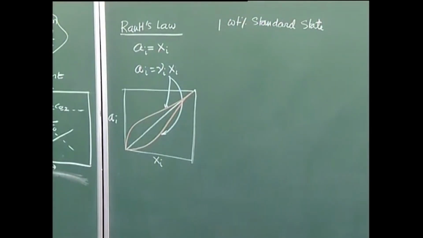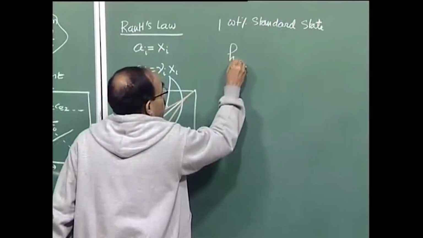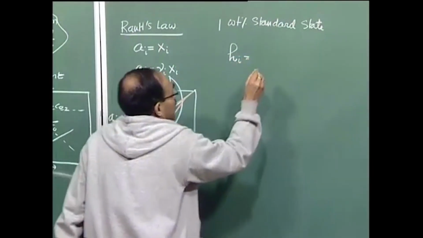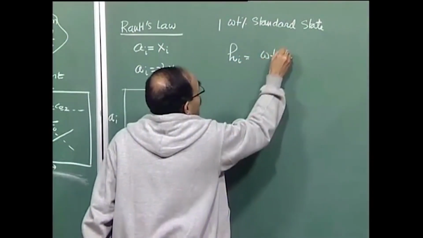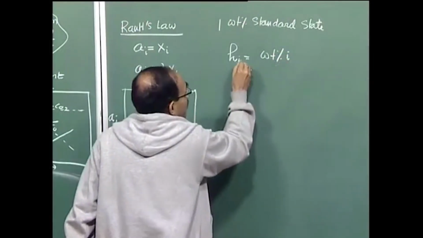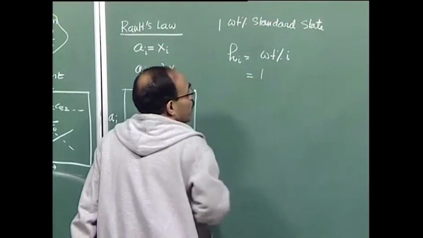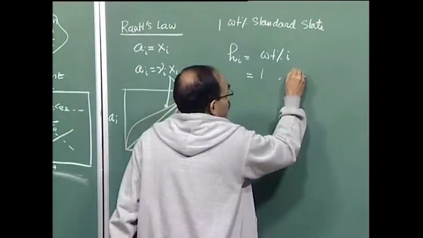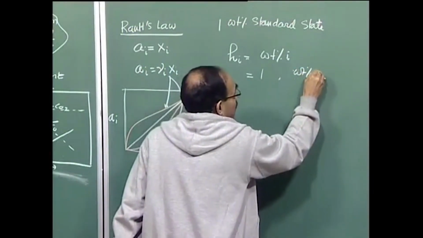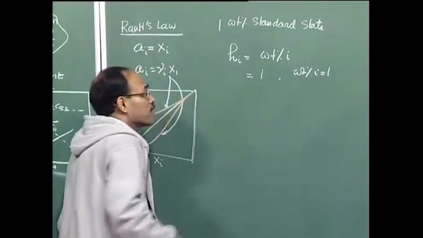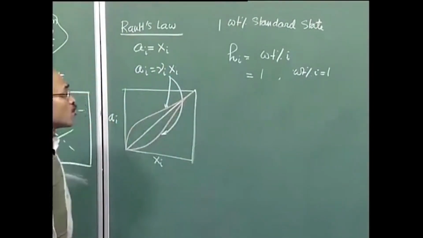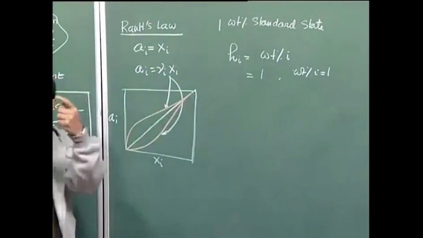There we say that the activity of a species i is approximately equal to the weight percentage of i, and therefore the activity becomes equal to unity when the weight percentage of i is equal to 1. So this is the Henrian activity on the 1 weight percentage scale.